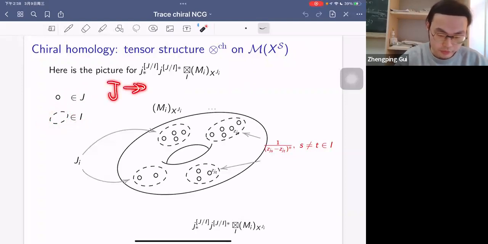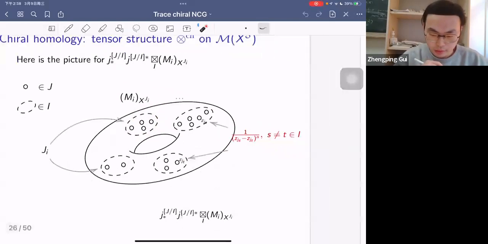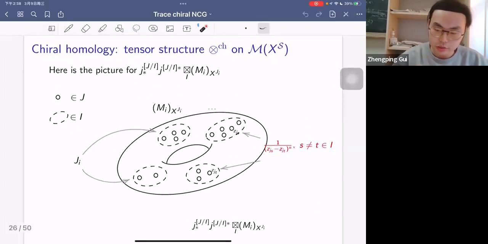Any surjection from J to I can be viewed as a way to group the elements of J. So for the tensor product here, that means that for each group, we have a D module, and we box tensor them together. And we allow poles of the following form. If j and w belong to different groups, we allow the meromorphic poles in this form. So we get a non-unital tensor structure on these D modules on XS.